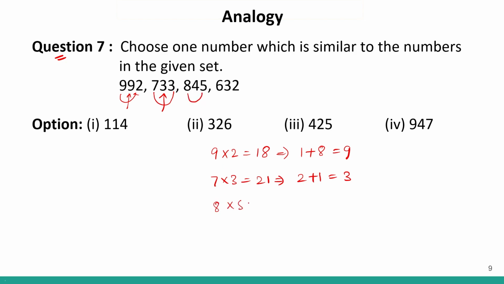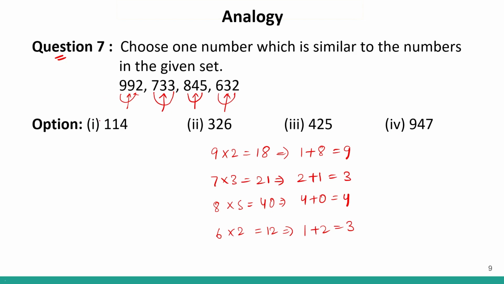8 into 5 will give me 40 and 4 plus 0 will give me 4, which is given over here. Correct? Similarly, 6 and 2. So 6 into 2 will give me 12 and 1 plus 2 will give me 3, which is given over here. Okay, so this is the pattern.